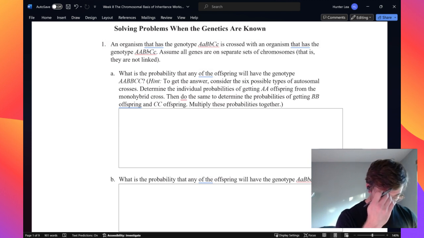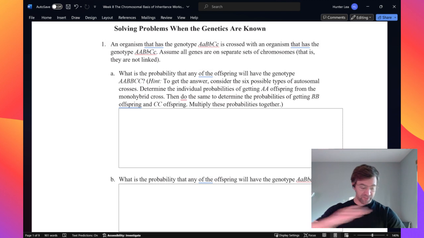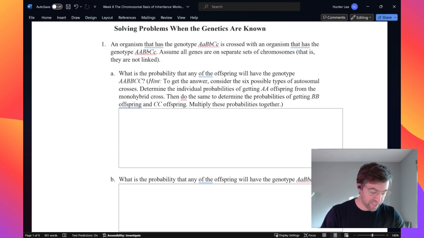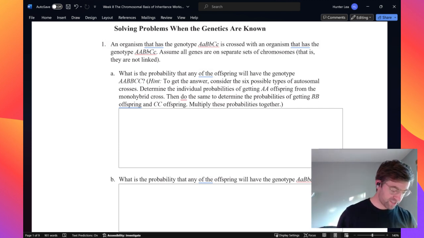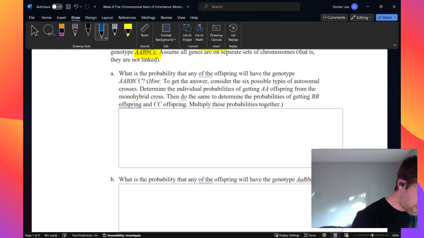So what is the probability that any of the offspring will have the genotype just homozygous dominant across the board? Hint, to get to the answer, consider the 6 possible types of autosomal crosses. So autosomal meaning not sex-linked. Basically, this is just prompting us to build Punnett squares for these two organisms, for each of these traits, and go from there.